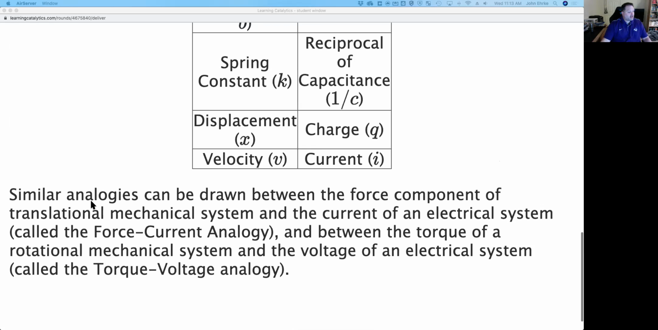There are other analogies that can be drawn. You can draw an analogy between the external forces of a circuit and the current in the circuit. Here, this was between external forces and voltage, but I can draw a connection between force and current. For rotational mechanical systems, there's an analogy between the torque on the system and the voltage that goes through a circuit. So there are many analogies that we can draw between mechanical systems and electrical systems.